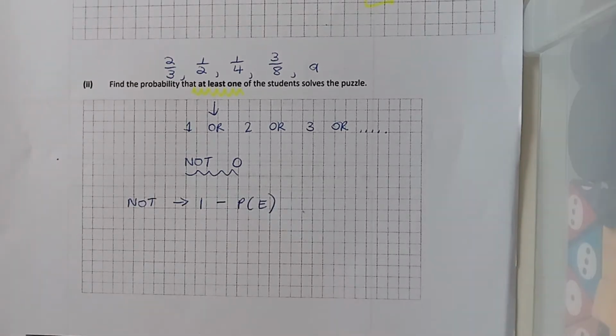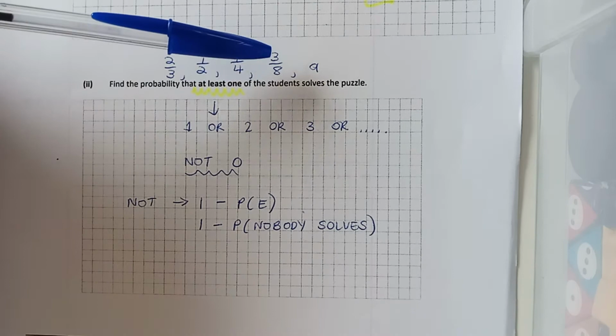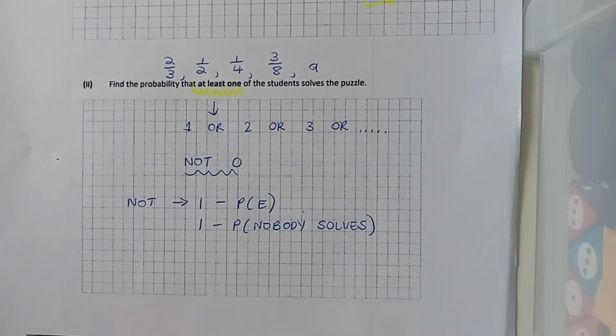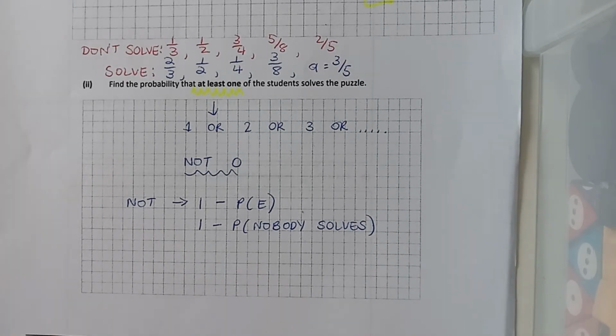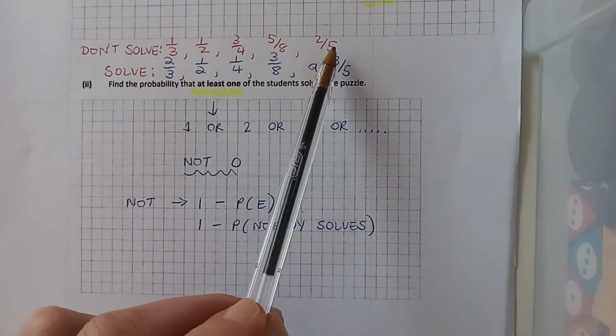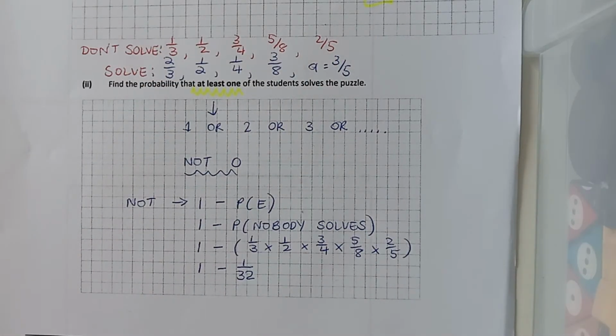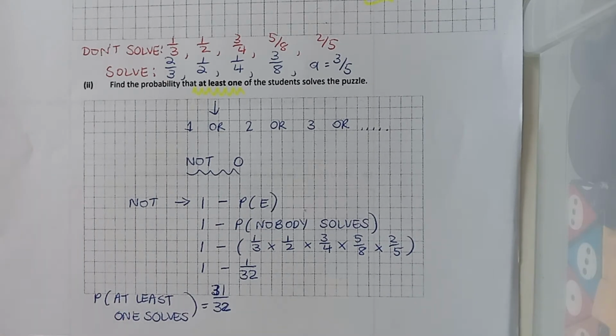Remember that not means that we calculate using 1 minus the probability of the event. So in this case, it's 1 minus the probability that nobody solves the puzzle. Up here we have all the probabilities that they do solve it, and of course we have the A found from the last time. So we can just take each of those from 1 to work out the chance that they don't solve. So now the chances that nobody solves the puzzle are each of these numbers multiplied together. This gives 1 minus 1 over 32.